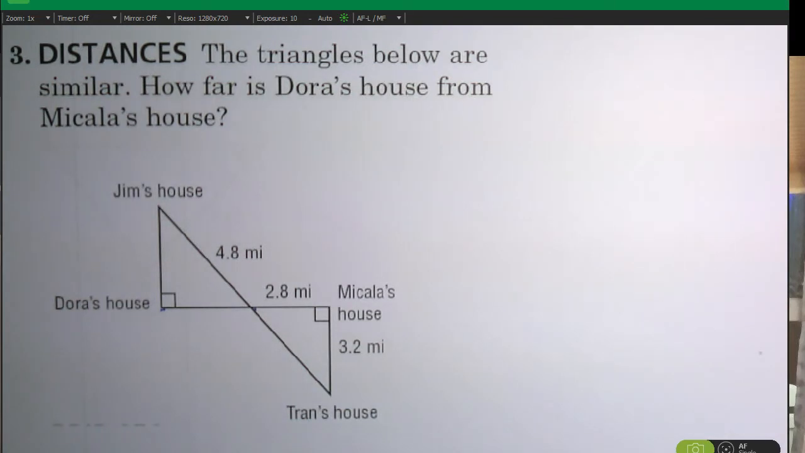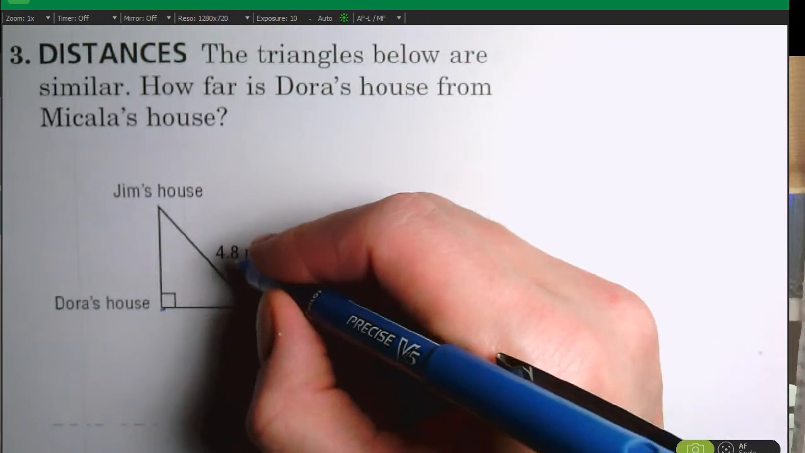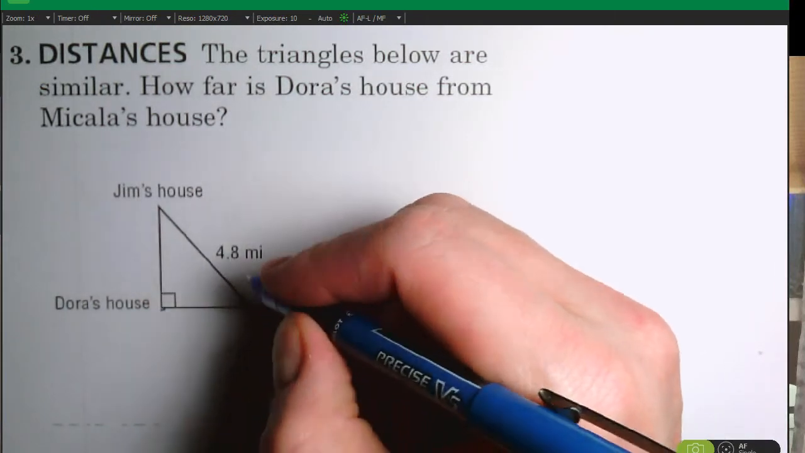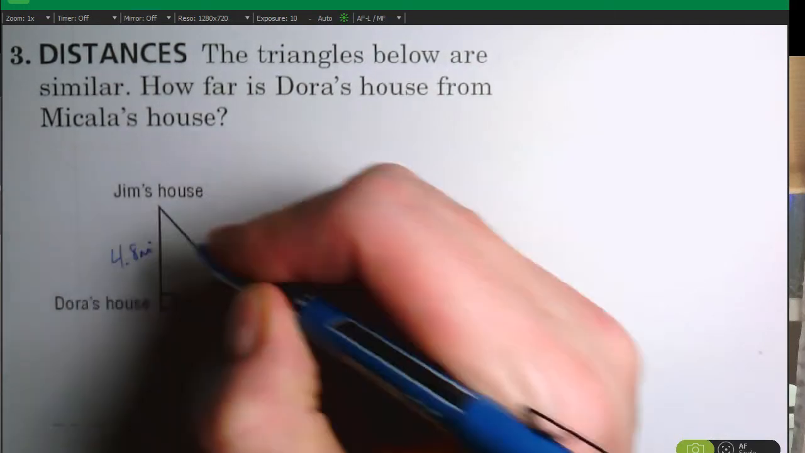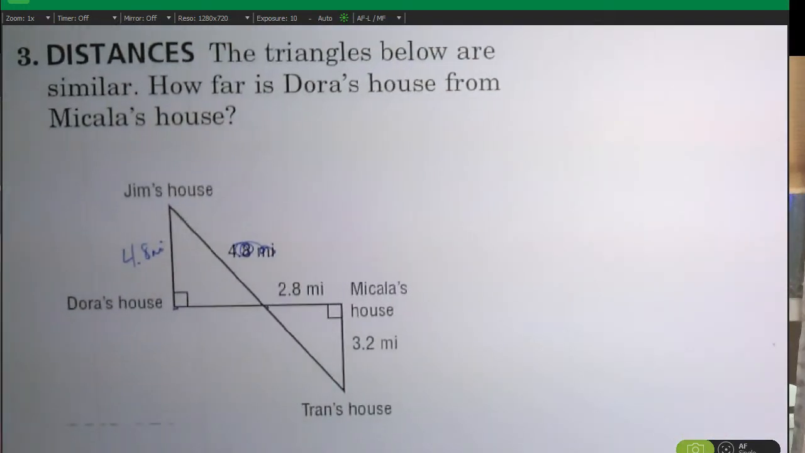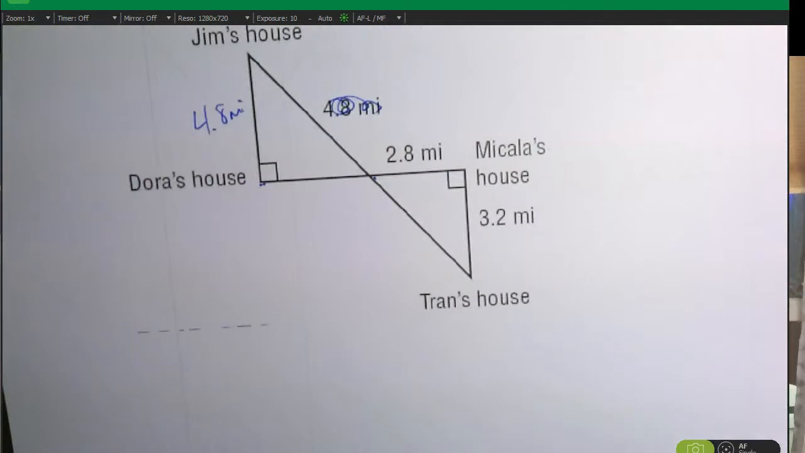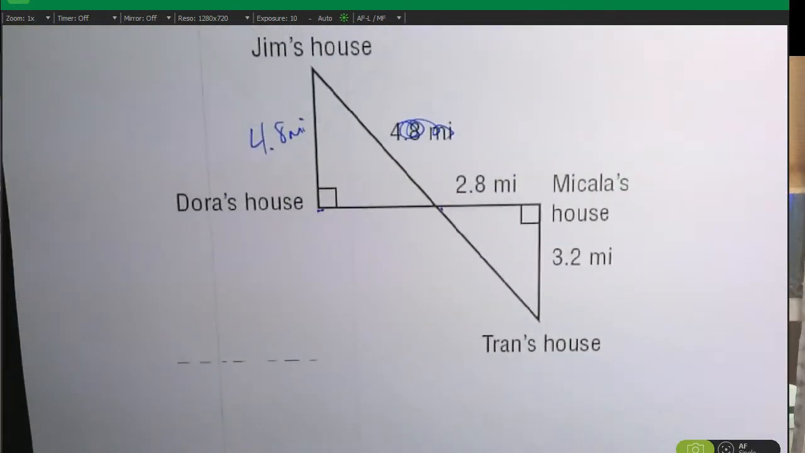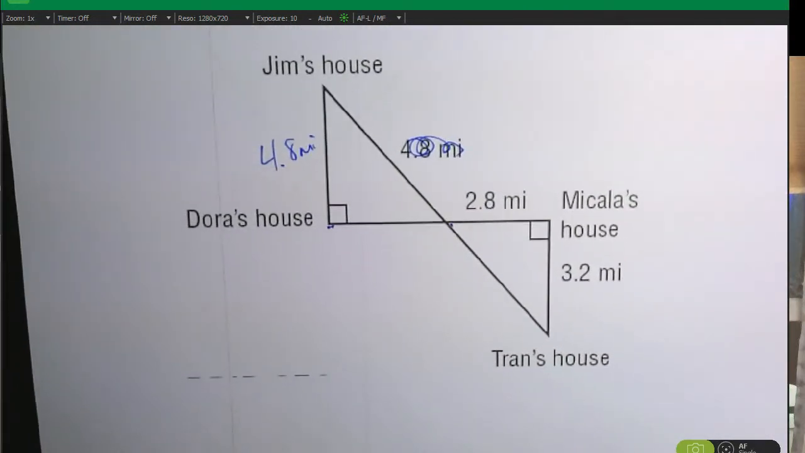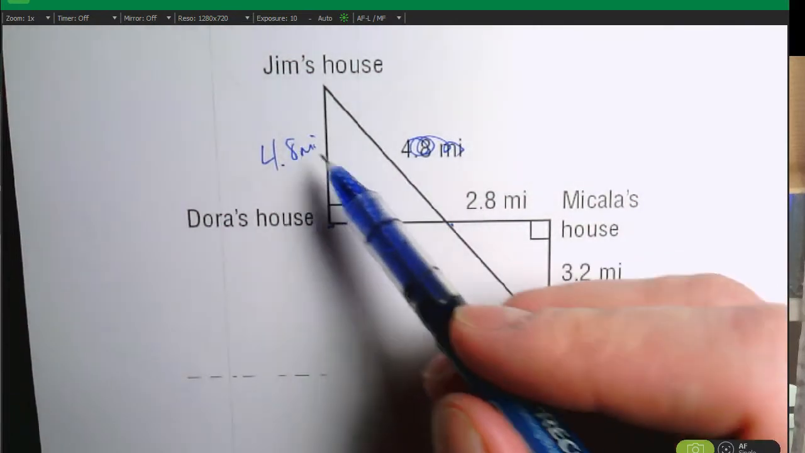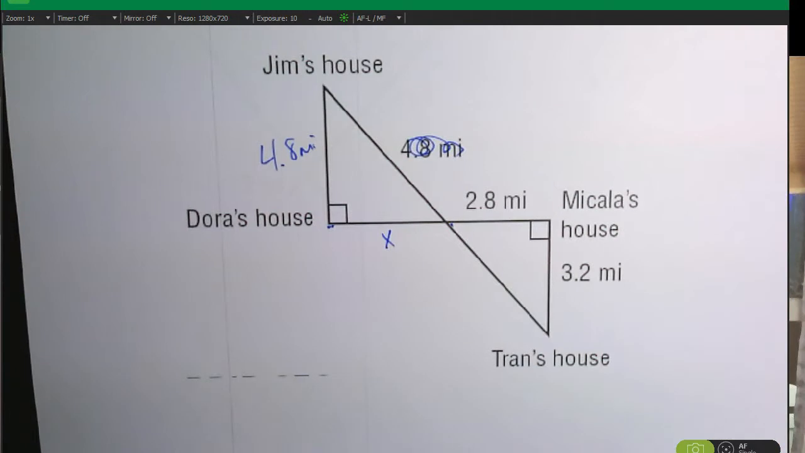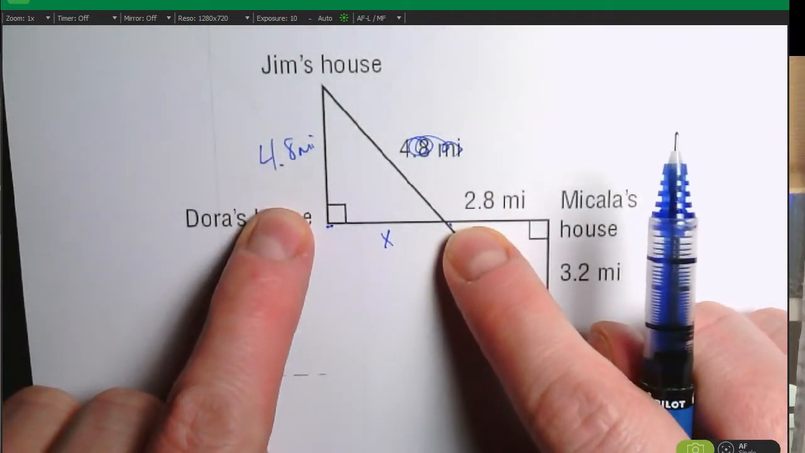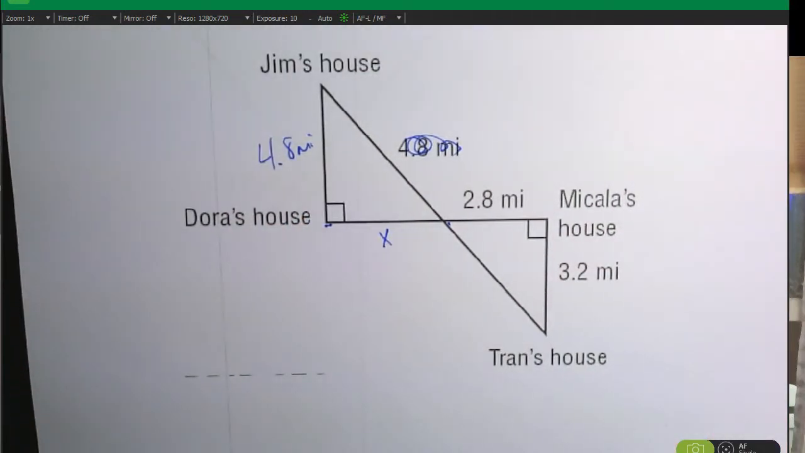They messed up. In the book, they didn't mean for this to be 4.8 here. They meant for this to be 4.8 miles, which makes a lot more sense because when I zoom in on the drawing now, these two guys correspond, and as does this one. And here's the missing length. We need this distance. Okay, so I apologize. Hopefully I told you in class.